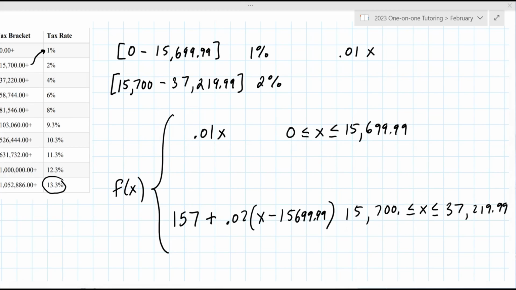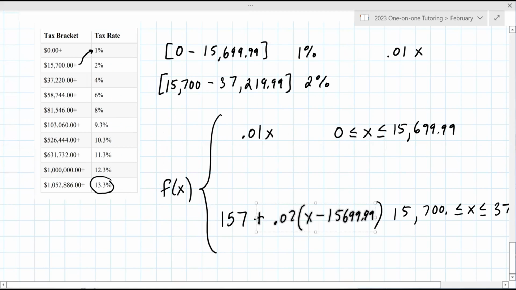It looks like we need to graph this function. So any questions on this so far? No, makes sense. Okay. The tax tables really aren't that complicated after you understand this.